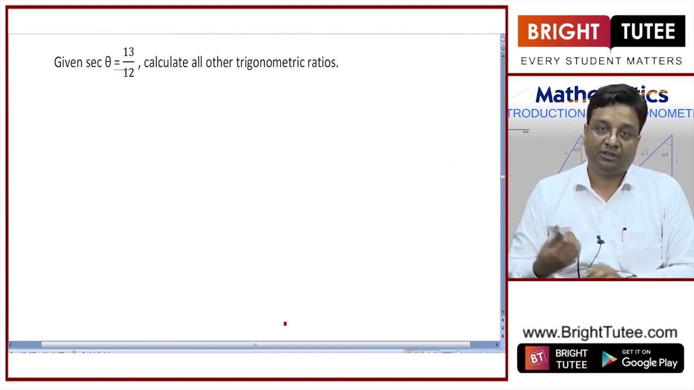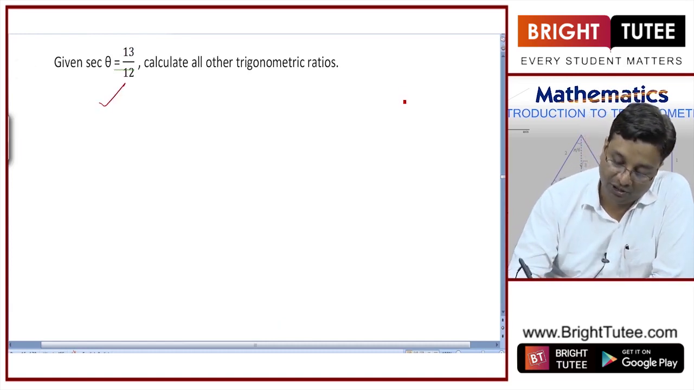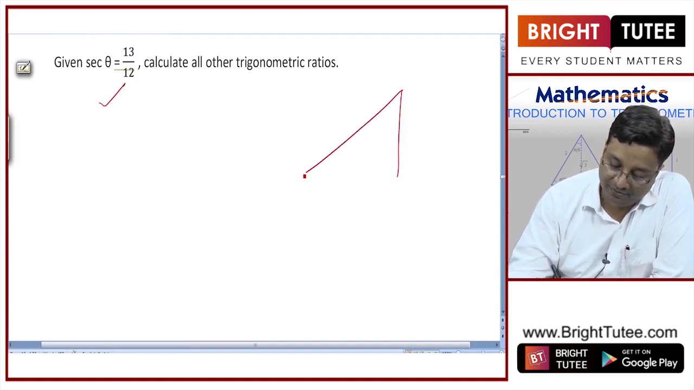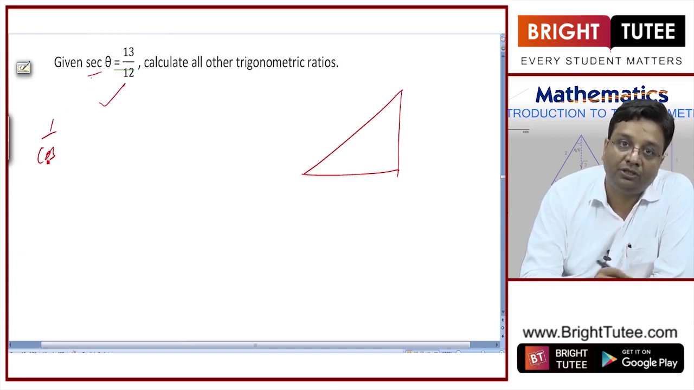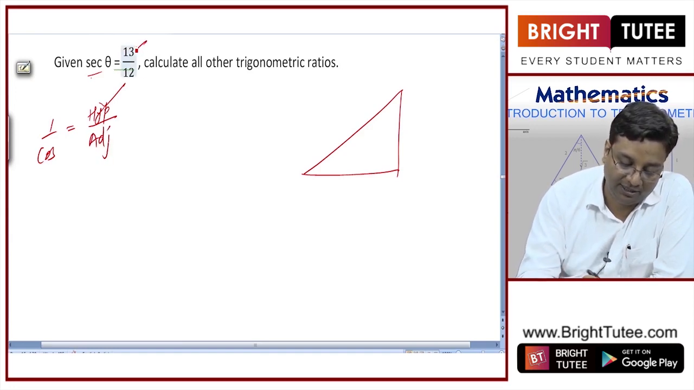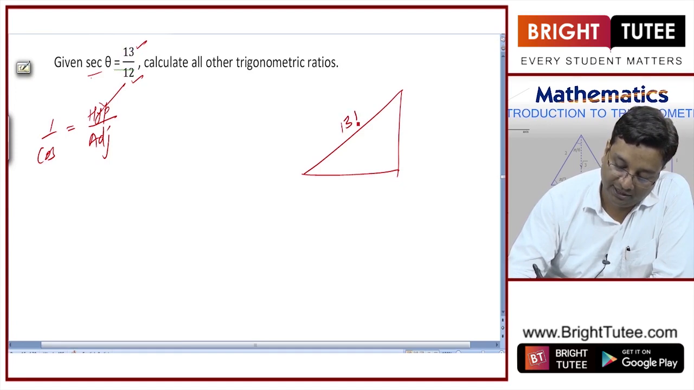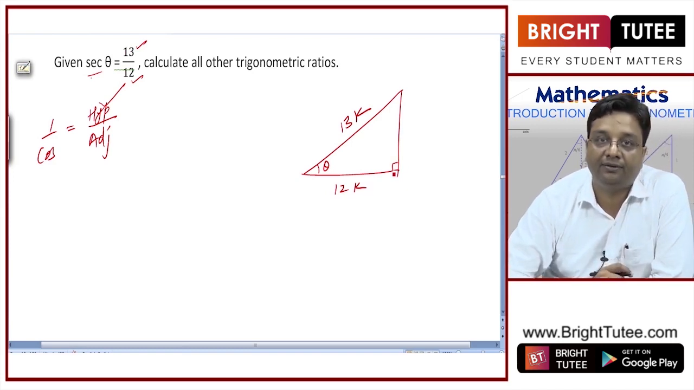Again, a similar type of question. Here one ratio is given, we need to find all other trigonometric ratios. So first of all, we will make a triangle, right? What is secant? Secant is 1 upon cos. What is cos? Cos is adjacent upon hypotenuse. So 1 upon cos will be hypotenuse upon adjacent. So hypotenuse is 13, adjacent is 12. So let's take it as 13k. If this angle is theta, then this will be 12k, right? This is a right angle triangle here.